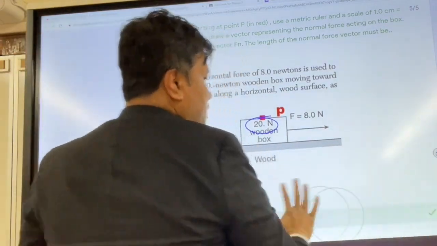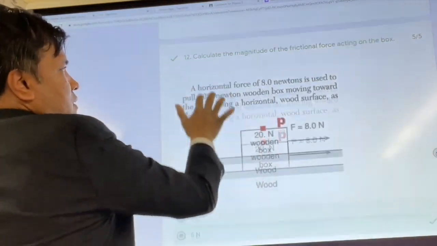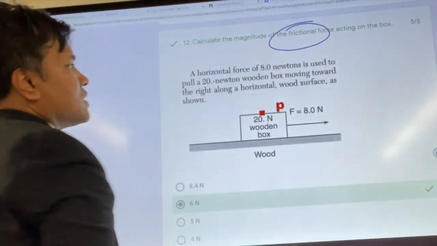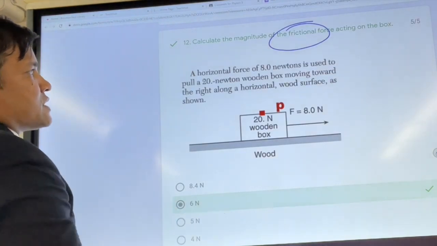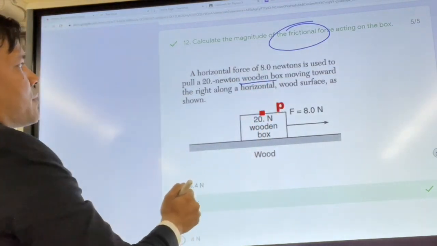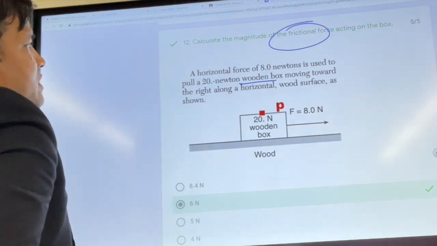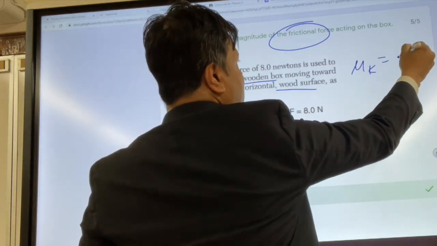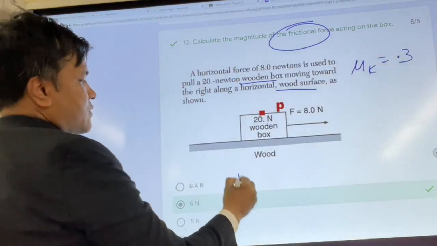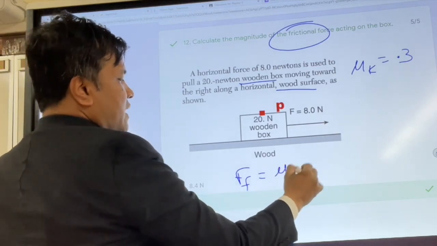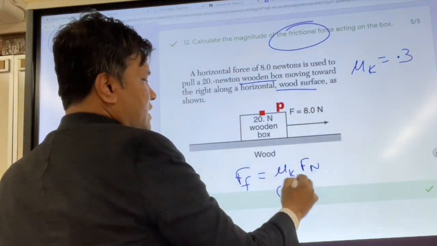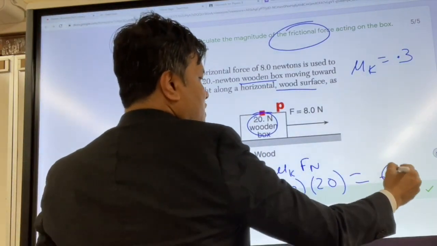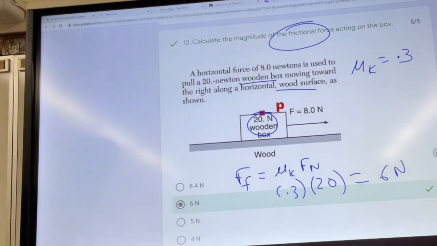Number 12. What do we need to find? Calculate the magnitude of the frictional force. This is a wooden box moving toward the right on a wood surface, so wood on wood is 0.3. The frictional force Ff is mu k Fn, so 0.3 times 20, since Fn is 20. So 6 Newton. All right, the answer is 6 Newton for 12.